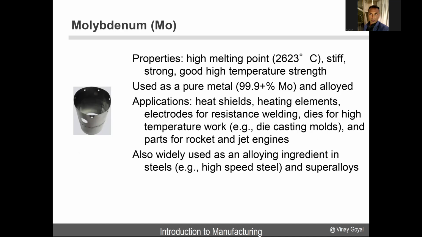Molybdenum has a very high melting point, 2623 degrees C, is very stiff and strong, and has good high temperature strength. It can be used as a pure metal, but it's typically alloyed. Applications include heat shields, heating elements, electrodes for resistance welding, dies for high temperature work, and parts of rocket and jet engines. It is also widely used as an alloying ingredient in steels and superalloys.